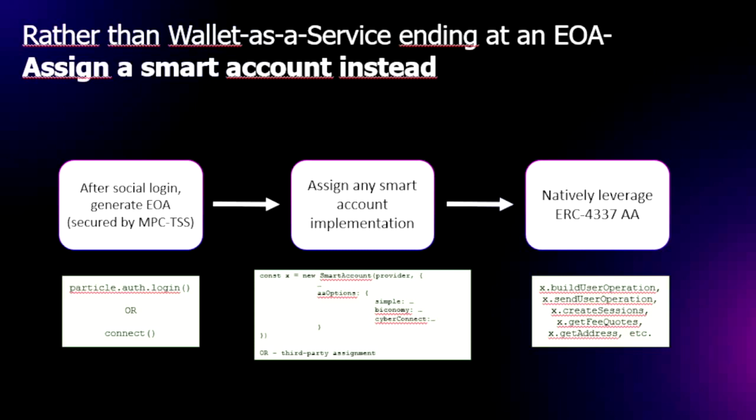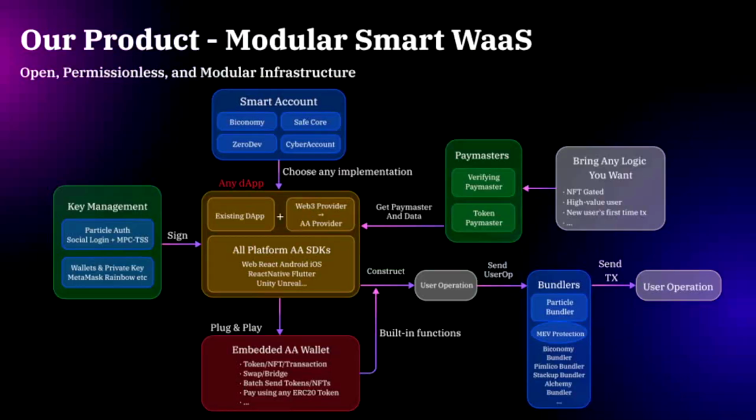So the actual implementation flow programmatically is quite simple. As you can see, we're initiating social login here with either Particle Auth or Particle Auth Core, which you may or may not be familiar with. We then initiate the smart account. We choose what implementation we want to use. And then we start using account abstraction, building user operations, sending them, creating session keys, retrieving the smart account address, and so on. So there's some cool functionality there as well. Okay, so before I move on to the actual coding side and show you guys what that looks like, this is a graphic that goes through our smart Wallet as a Service tech stack.